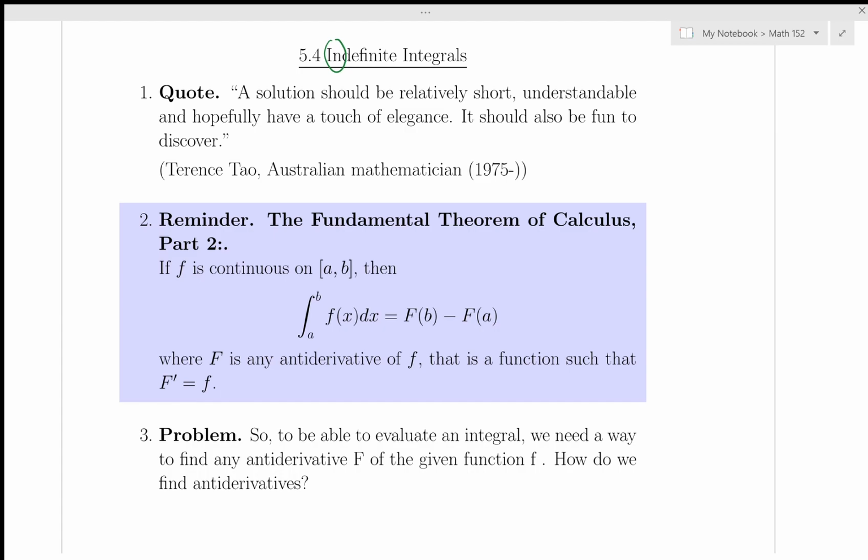Last lecture was a big moment. Actually, we saw the fundamental theorem of calculus, a key result in calculus. And here is part 2 of that theorem. If f is continuous on a closed interval [a, b], then the definite integral, this is the definite integral because we have endpoints here, the definite integral from a to b of f(x) dx is the antiderivative, any antiderivative of little f, capital F, evaluated at the upper endpoint, subtract the same function evaluated at the lower endpoint. Okay, we have capital F prime is equal to f.